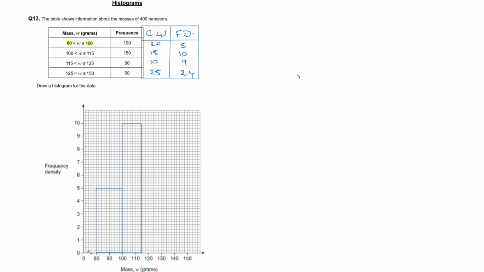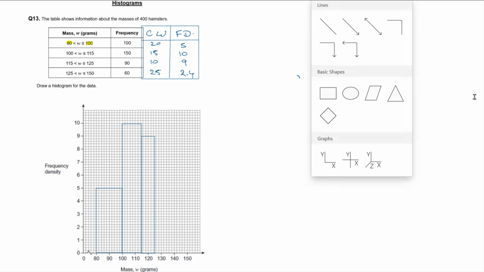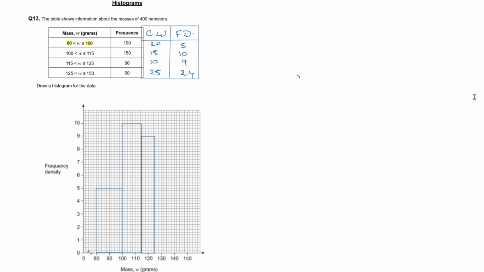Then we've got 115 to 125 with a height of 9. And then finally from 125 to 150 with a height of 2.4, sorry, which is 2 little squares above 2, isn't it? Okay, so I'm happy with my histogram.